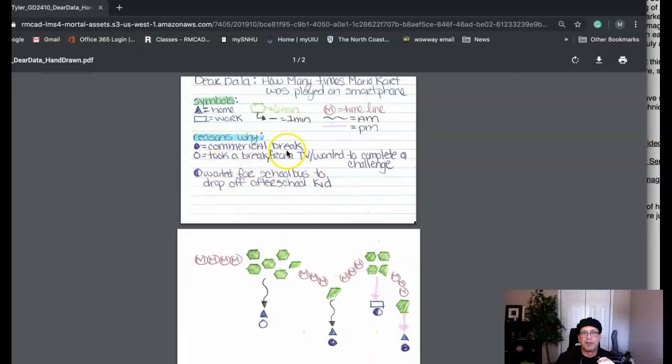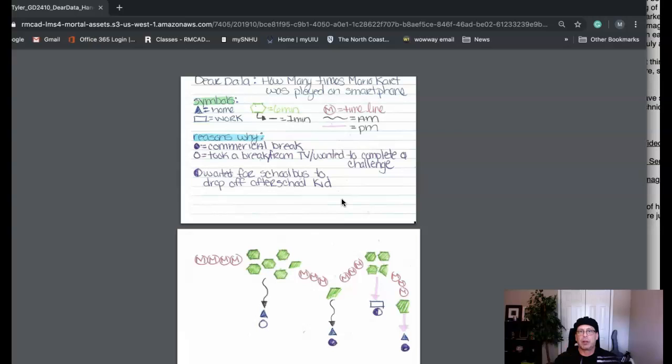Then you have your reasons why you're using it. That's good. So what I would try to clarify is the actual amount of time. So what indicates 6 minutes and what indicates 1 minute? 1 minute is not specifically clear. Is that an arrow, like that arrow with the line, or is it just a line?